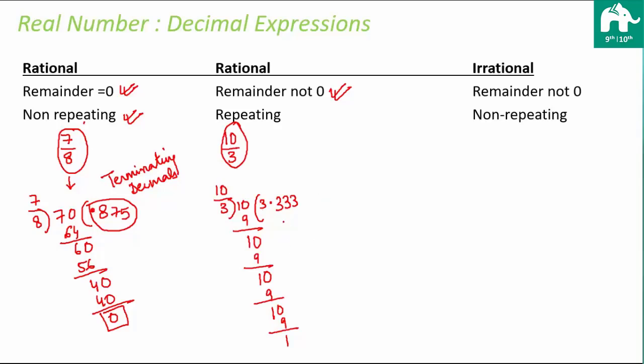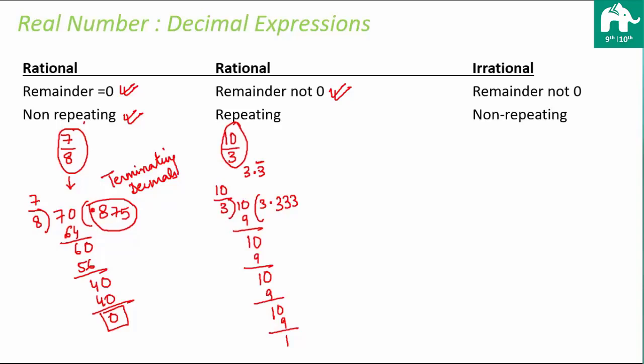So how do we express this? We write it like this: 10 by 3 can be written as 3.3 bar. The bar on top shows that this particular digit 3 will continue to repeat. So this is a repeating decimal or non-terminating decimal, because here the decimal is not ending, it is continuing. This digit will keep coming over and again. So that could be a case.